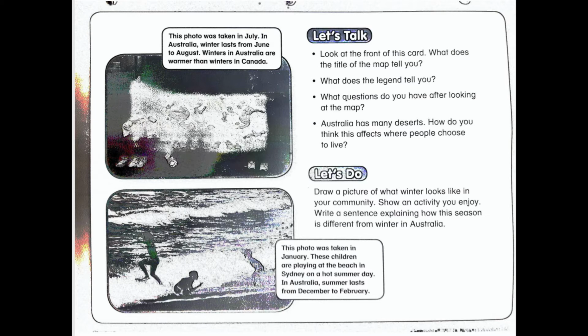So the top picture says, this photo was taken in July. In Australia, winter lasts from June to August. Winters in Australia are warmer than winters in Canada. So remember when we were talking about different seasons? This is something that we can see is different. So they have their winter in a different time frame than we do.